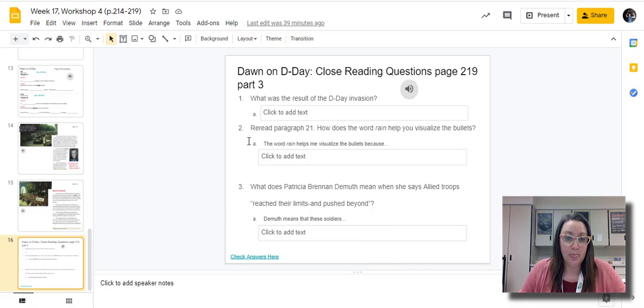Question number 2, reread paragraph 21. How does the word rain help you visualize the bullets? Sometimes words are used to create images in our mind. Let's go to paragraph 21 and look at how the word rain is used.